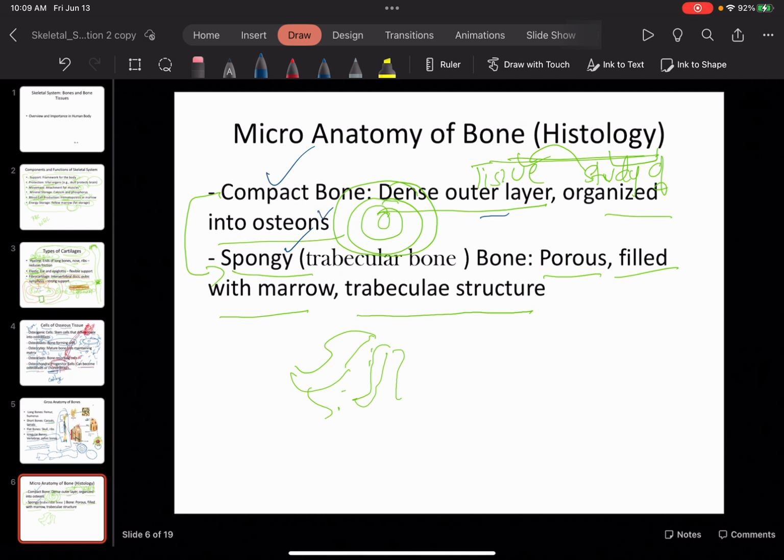Osteons are the basic structural unit or functional unit of that compact bone. They look like onion rings. I mentioned that. Then spongy bone, another name is trabecular. They are porous, with a lot of holes, filled with bone marrow. It can be fat or accumulated fat or red blood cells. Trabecular structure. That's histology-wise.